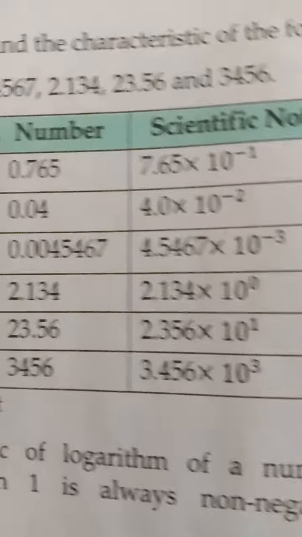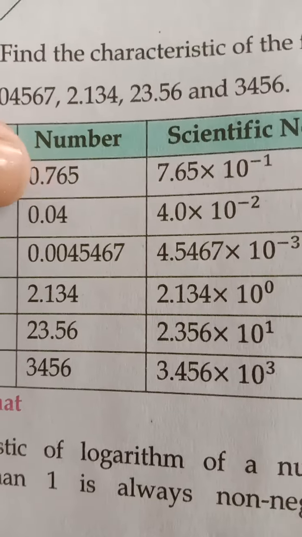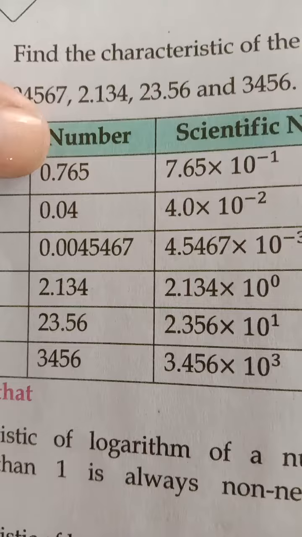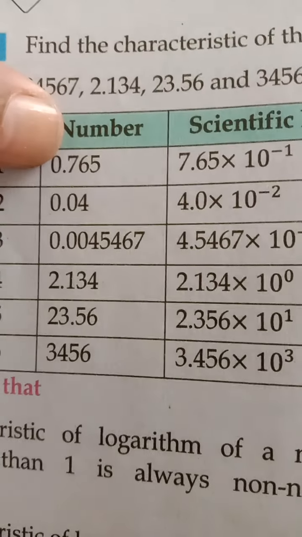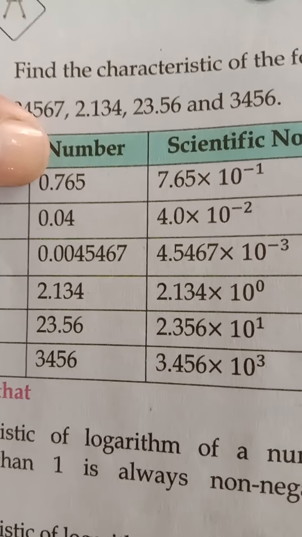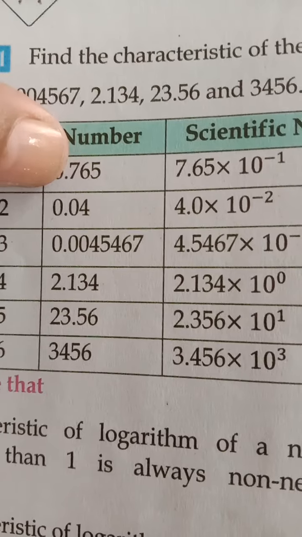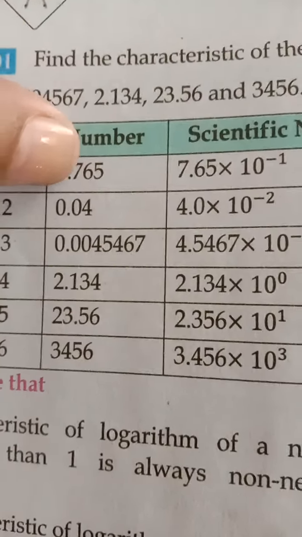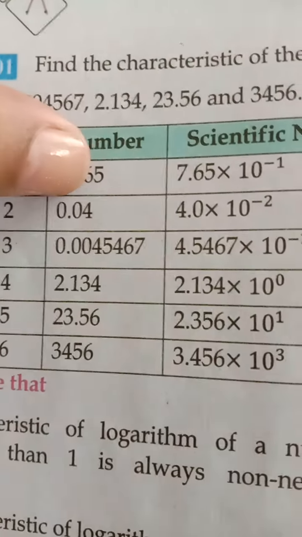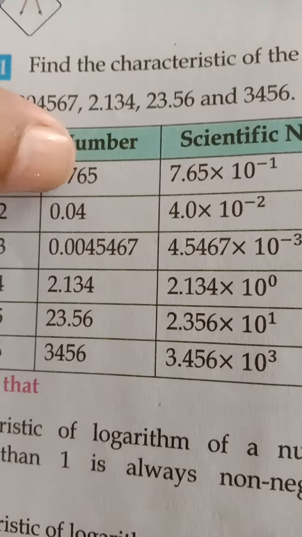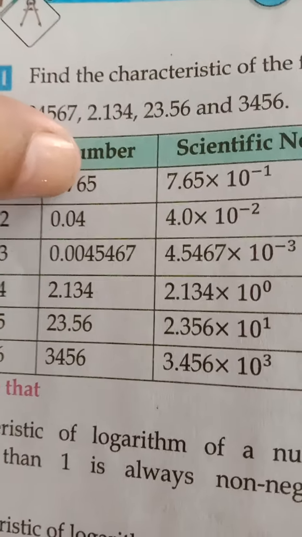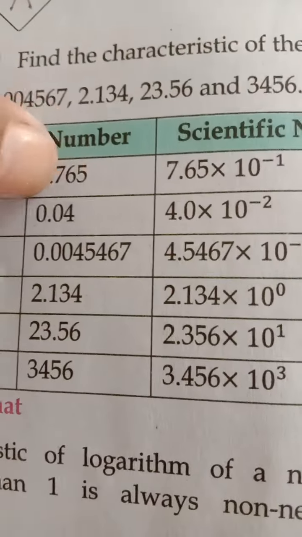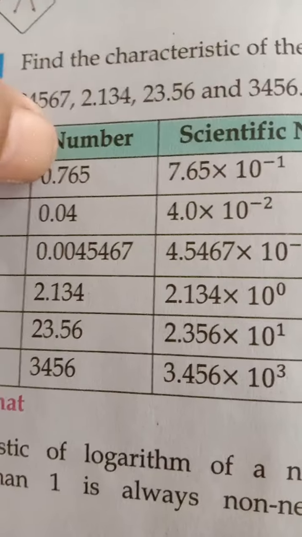So where we have to place a decimal? The decimal is given in your number 0.765. So the number is less than 1. How can you write the number greater than 1 but less than 10? So where should the decimal be? Decimal should be after 7. Okay. So we are taking the decimal point here. So it is 7.65.